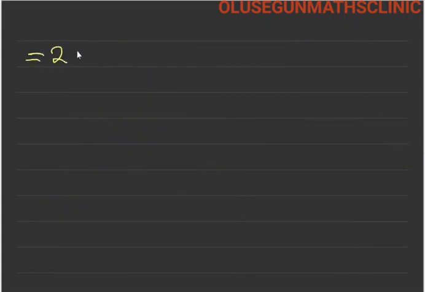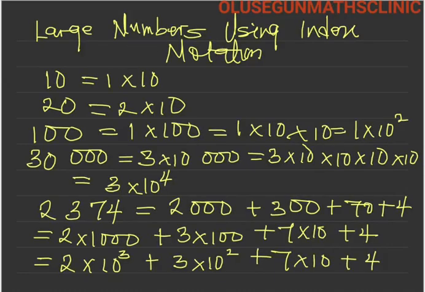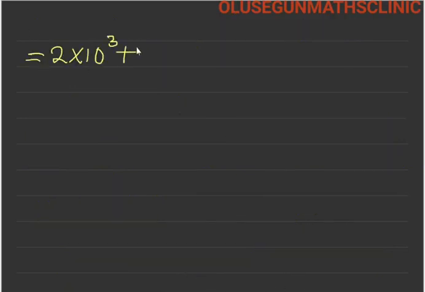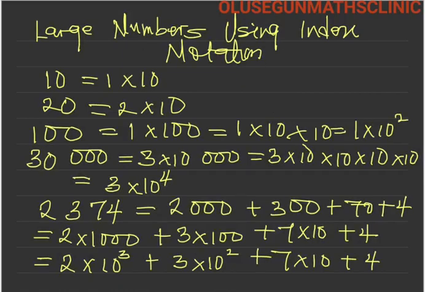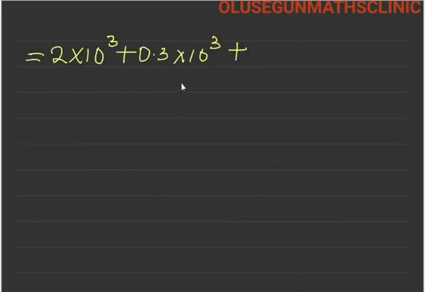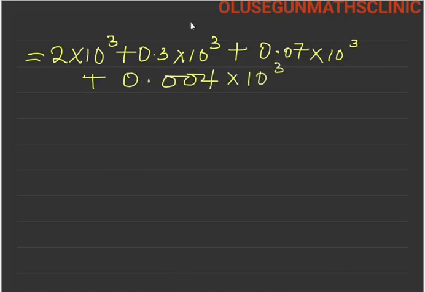So 2 will be equal to 2 times 10 to the power 3. Now plus, recall that instead of writing 3 times, let's write 0.3 times 10 to the power 3. Plus, in the value of the 7, let's have 0.07 times 10 to the power 3, which gives the same thing. Now plus 0.004 times 10 to the power 3. So 10 to the power 3 is common.